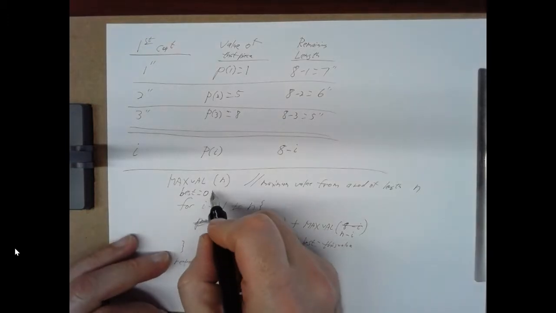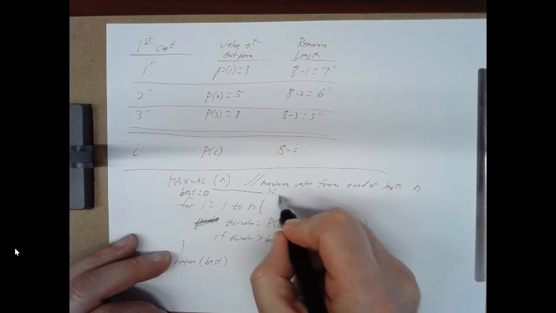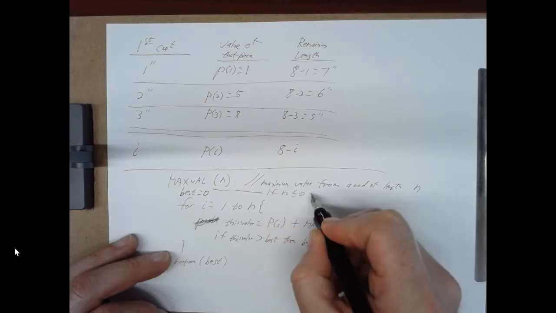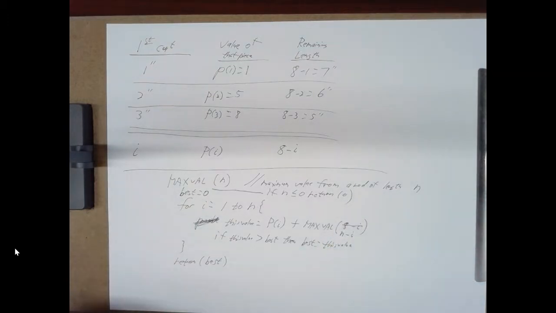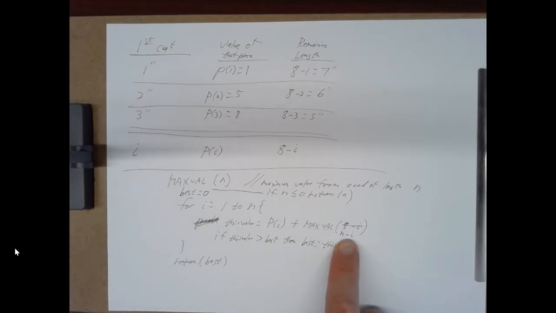We've still got a seg fault possibility. If n is less than or equal to 0, there's no value we can get from the rod, just return a 0. Otherwise, each time we call max val, we're getting a smaller and smaller number. If we don't end that with a base case, we'll just recurse forever until we blow up the stack.